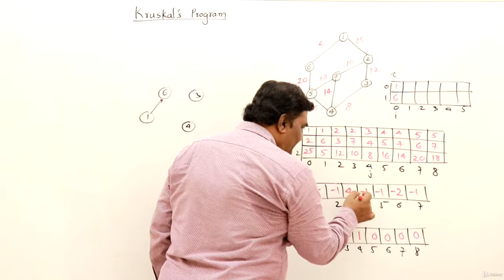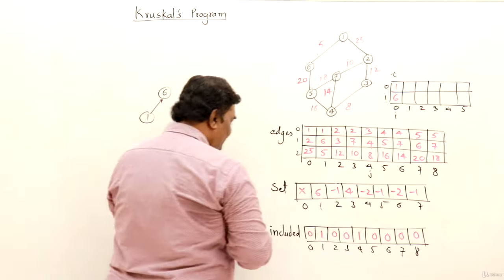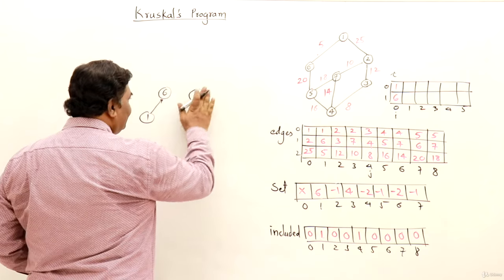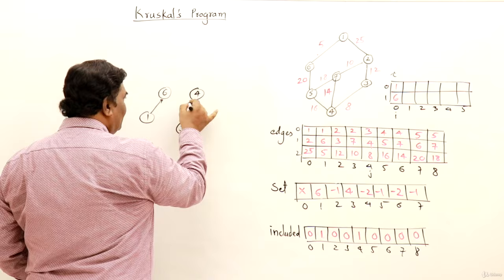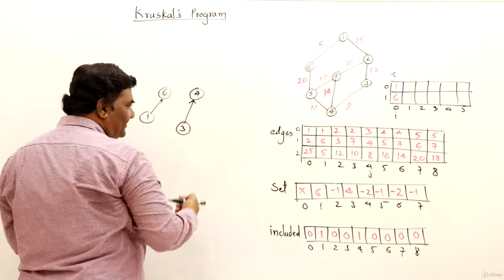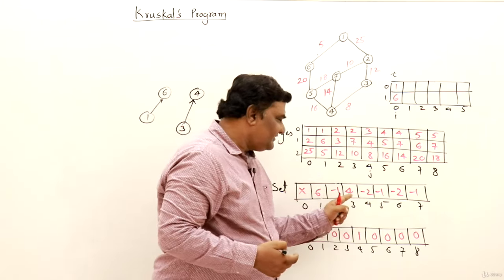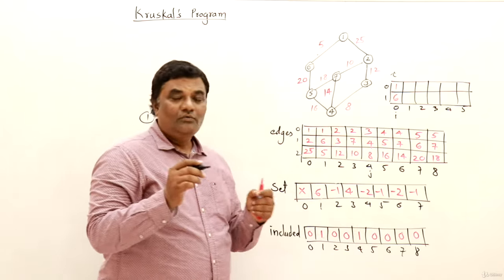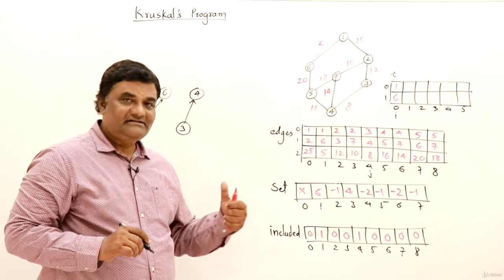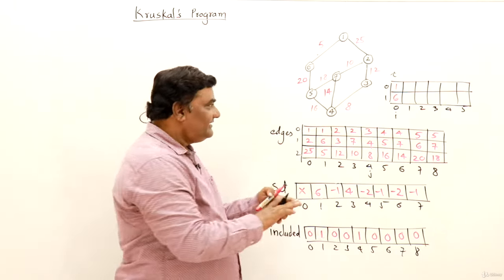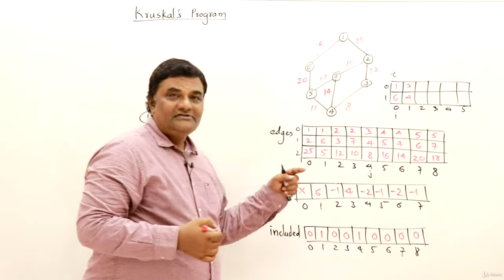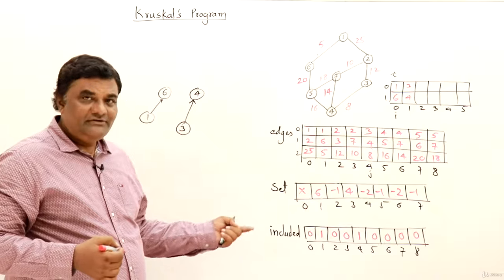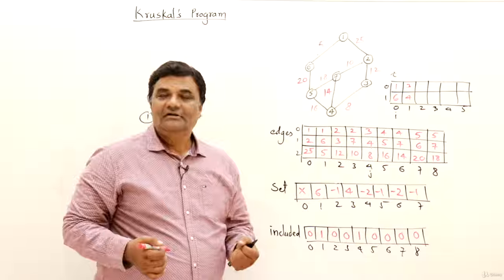So we will write 4 here and this we will write as minus 2. This means that 3 says that my parent is 4, and 4 says that I am the leader or head of this set, and there are 2 vertices in this set, that is 3 and 4. And 3 and 4 are included here. So you perform weighted union also, we have included this one.